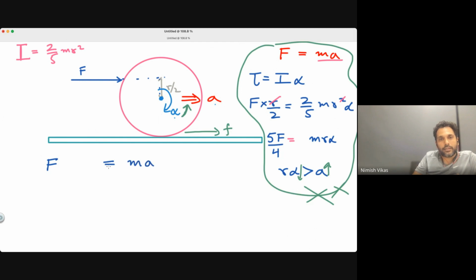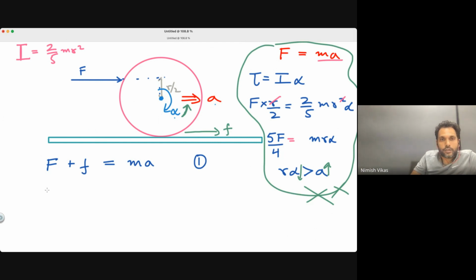Can anybody tell me this equation? What should I write for translation? F plus f, right? Because both are in the same direction. Equation number 1 done.